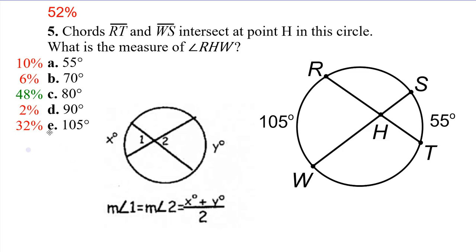Looks like some of you guys went with the 105. Now, this would be 105 if this was a central angle. So, for instance, if these intersected at the center and they were two diameters, then they would all be congruent. But because these are two chords that don't intersect in the center, this is a non-central angle, so you have to use the formula and just take the average.